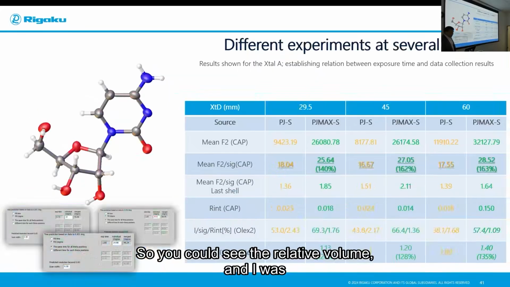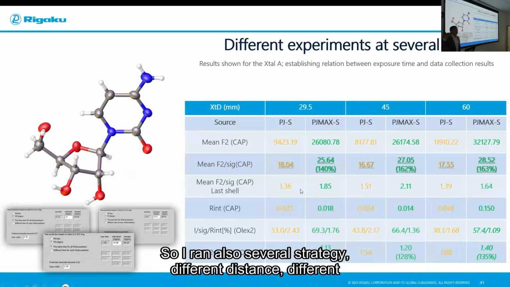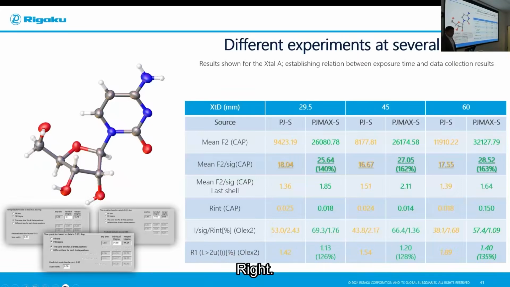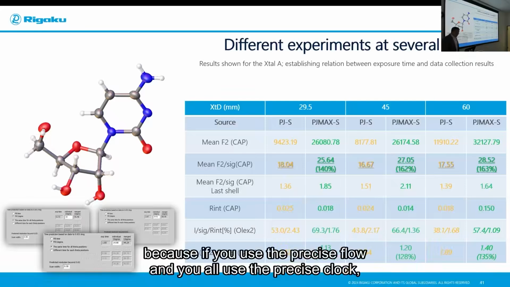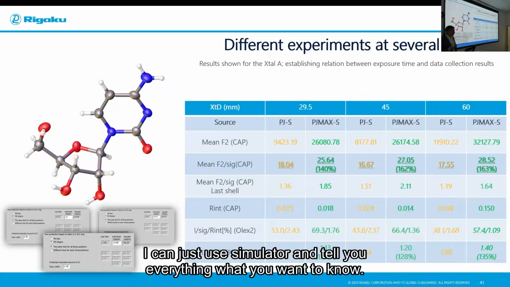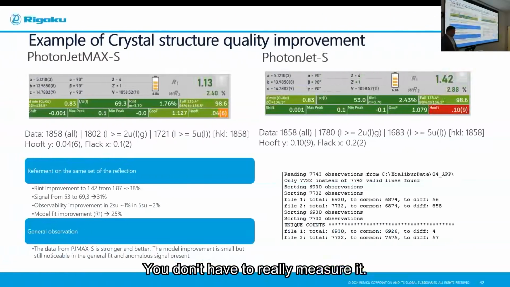And I was quite interested in those I to sigma percentage. So I also ran several different strategies to get the average of this number right. So I spread you something, because if you're using CrystalClear Pro, and you're all using it, you know that if I get this empirical value ready, I can just use the simulator and tell you everything you want to know, like what's the difference between the sources. You don't have to really measure it.